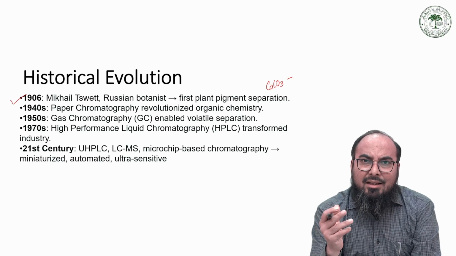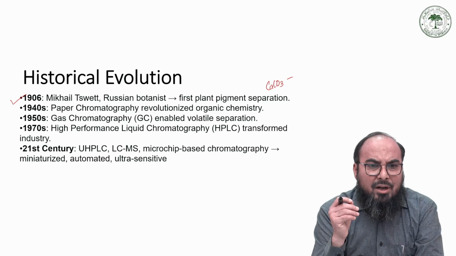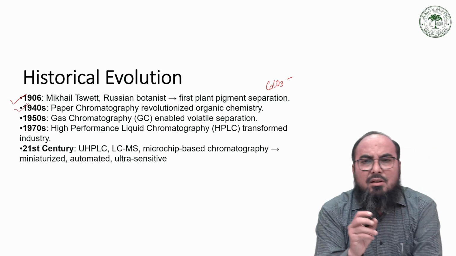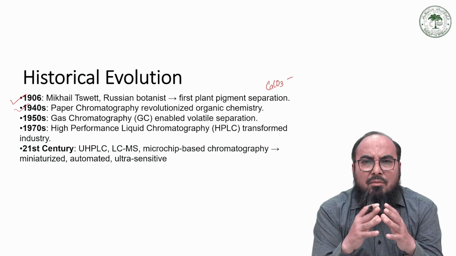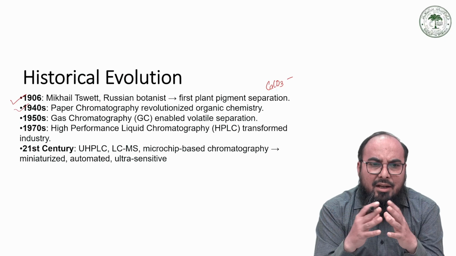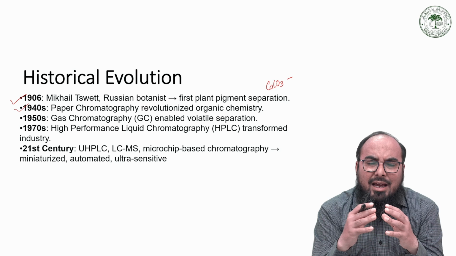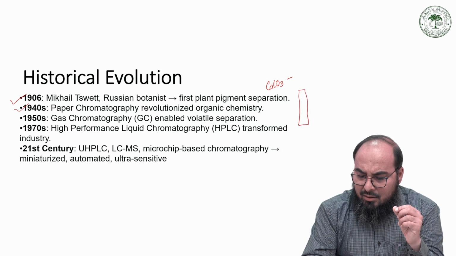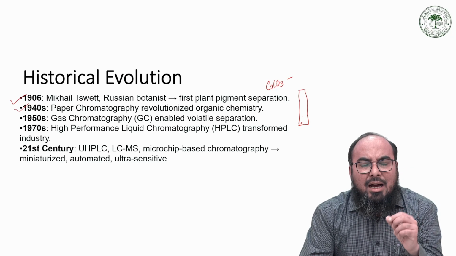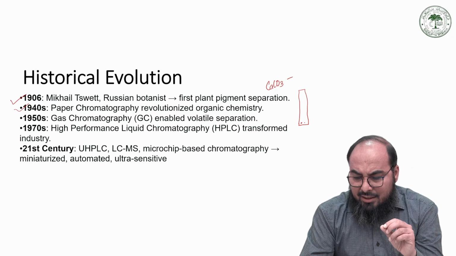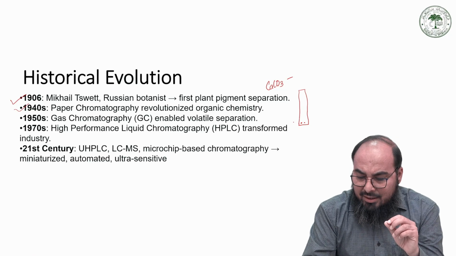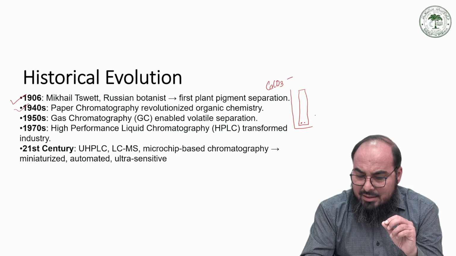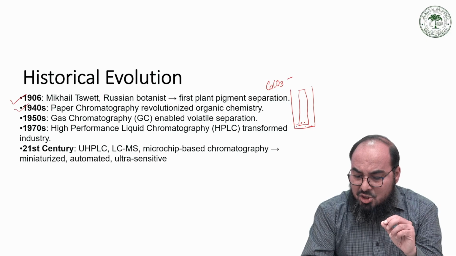Then comes another advancement, called paper chromatography. This technique was exclusively used by organic chemists. In paper chromatography, they use a strip of paper, and on that paper they apply the mixture which is to be separated, and they also apply some authentic sample so that they can be compared. Then they put this paper in a cylinder or a beaker with a certain solvent which acts as the mobile phase.